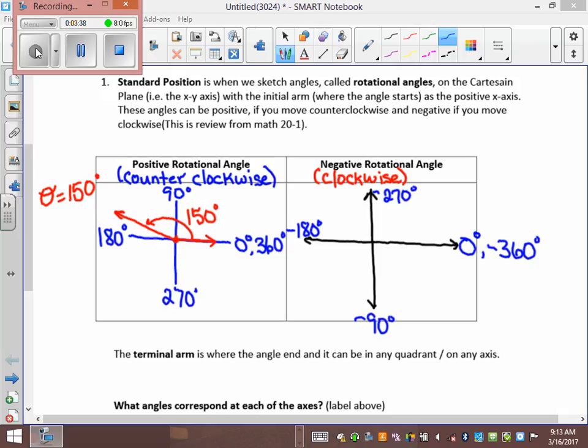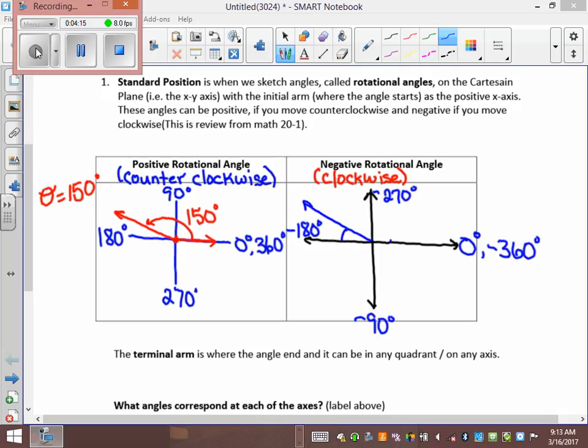Can anyone tell me what angle would be the exact same, where the arm would terminate on the exact same spot for the negative as this one? So what angle would I need in order for me to start here and actually terminate on this same arm? 210. Negative 210. Why? Because you add negative 30 to negative 180. Yeah, you add negative 30 to negative 180 because we went this way and we said it was 30 away from this arm, right? So in order to terminate on the same one, it's going to have to be 30 away from this arm.